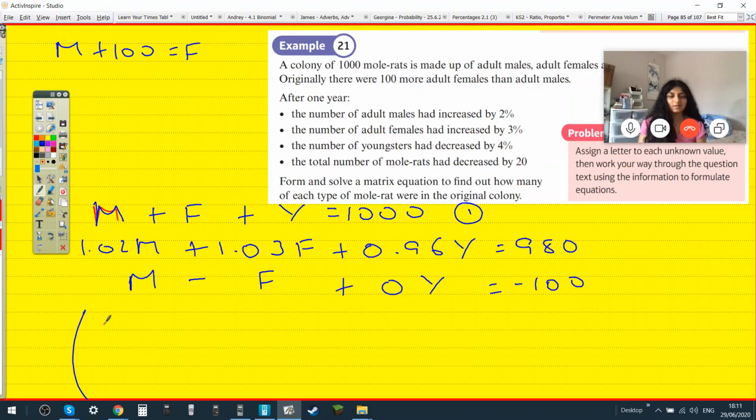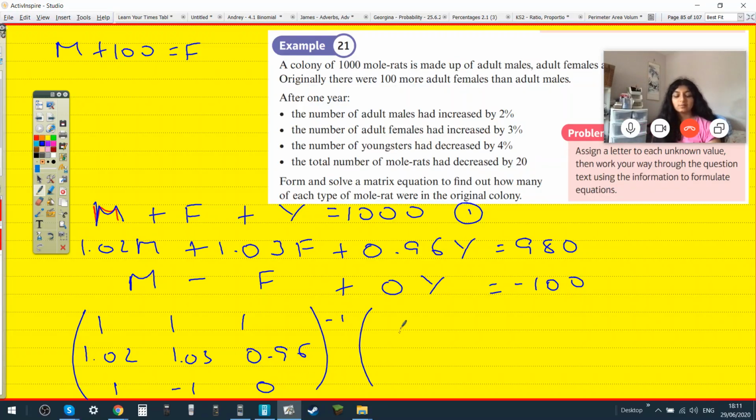Matrix. And you could just do normal simultaneous equations. I feel like you don't really need the matrices method in this question. You don't need anything, but welcome to maths. That to the minus 1 times by what? Times by 980 and 100? No, 1000. 980. Minus 100. Yay, calculator.